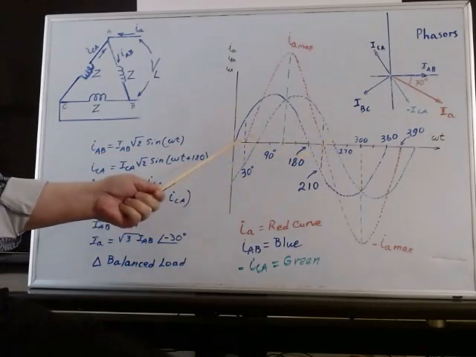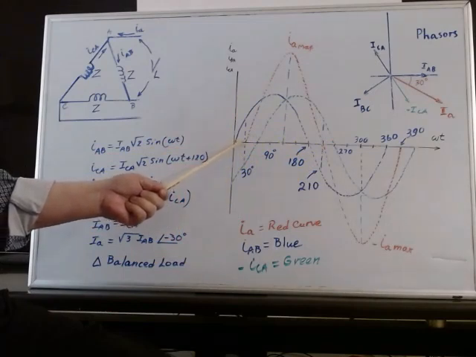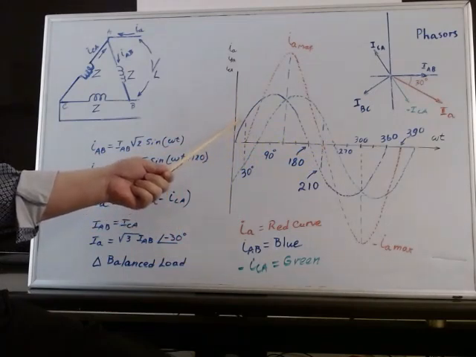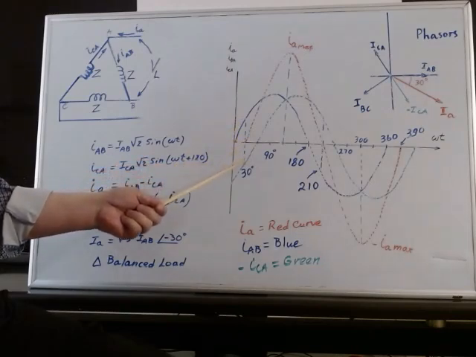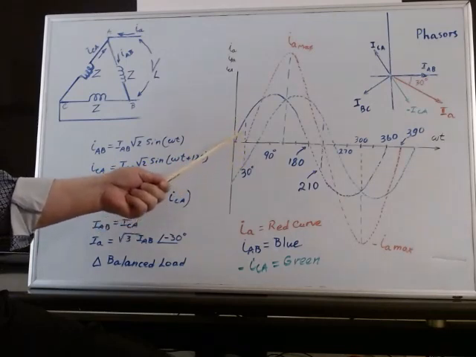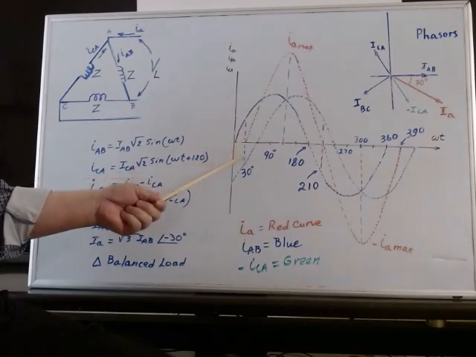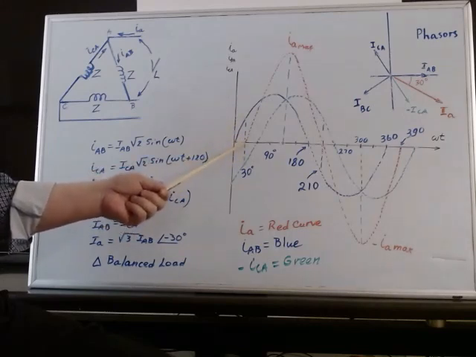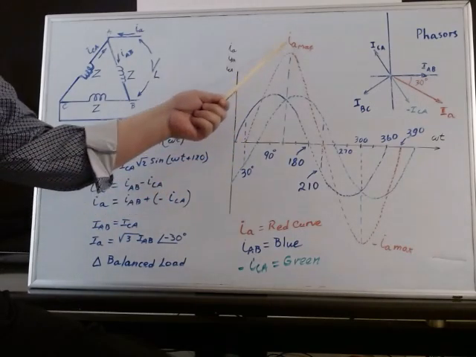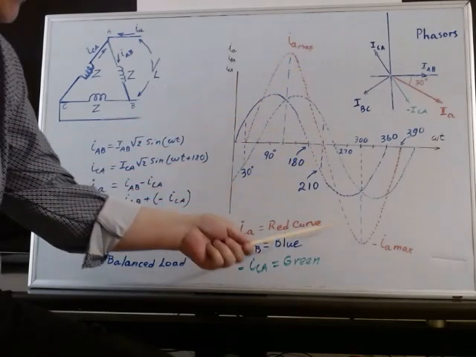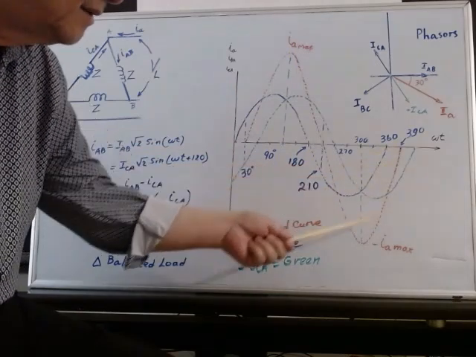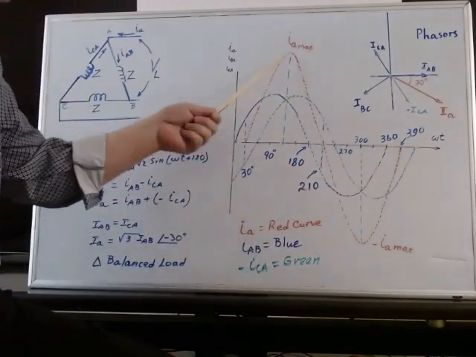Number one, at 30 degrees, the value of IAB is the same as the current minus ICA, but they are of opposite direction. So the addition is 0, and this is where you start the line current IA, represented here by the red waveform.